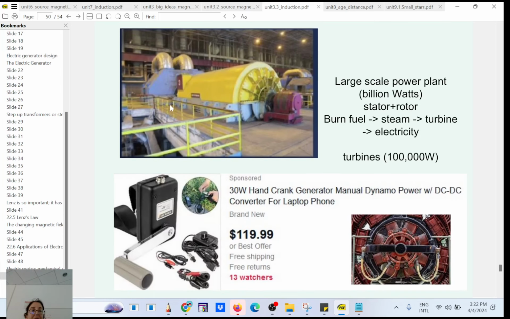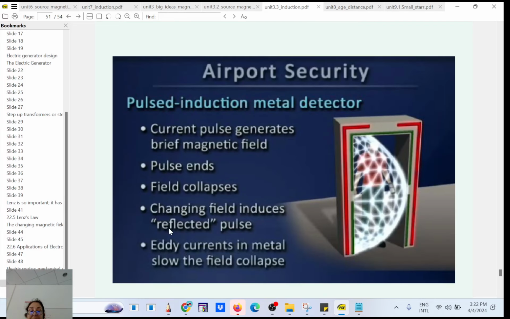So of course that's what we have in the power plant, electrical power plant. That will be the amount of energy consumed, 100,000 watts. But you can buy that if you go camping. You can buy those crank generators, right? So you can still have some electricity even though you don't have battery or whatever. Sometimes it's expensive, but you always find cheaper ones.